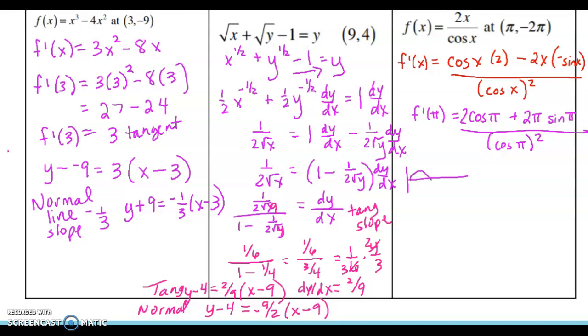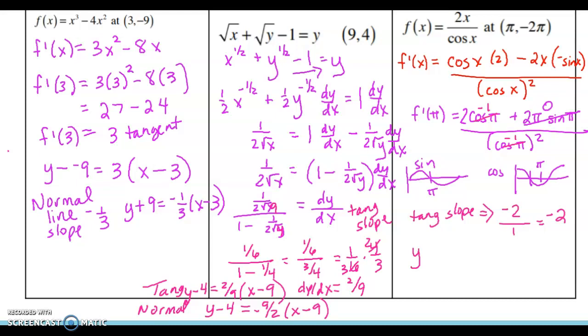So remember your waves. So this is sine. Pi is right here. So the sine of pi is 0. So that all goes to 0. Cosine at pi, because that's pi over 2, is negative 1. So let's get a different color. So this is negative 1. This is negative 1. So our tangent slope is negative 2 plus 0 all over negative 1 squared is 1, so negative 2.